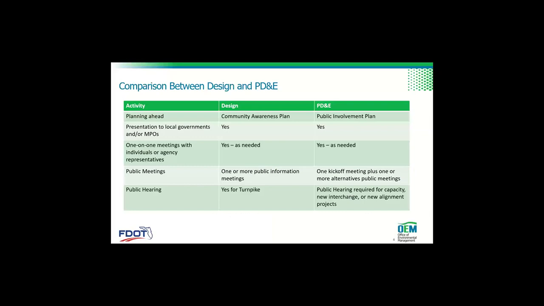Between design and PD&E, in design you have a community awareness plan. In PD&E, we have public involvement plans that map out exactly how we're going to proceed with our public involvement processes. We're looking at, and you're among the first to know this, a way to combine a public involvement plan and a community awareness plan from the very beginning of planning all the way through construction, and make it a continuous process. But we're just in the early stages of thinking that through.